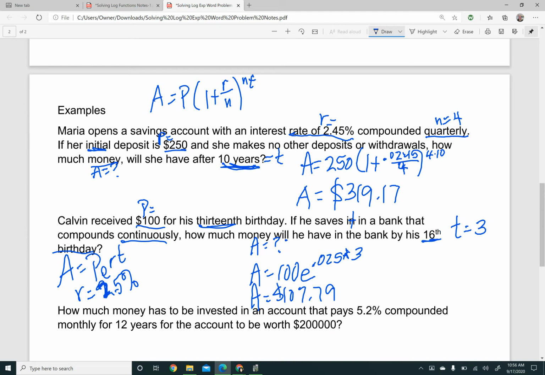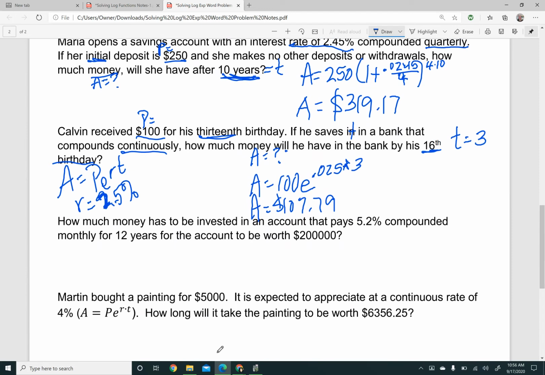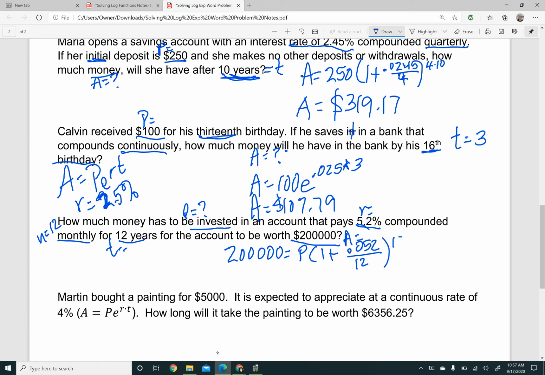All right. Next problem. It says how much money has to be invested in an account that pays 5.2%. So there's your rate. Compounded monthly, so N is 12. For 12 years, so T is 12. For an account to be worth 200, so this is the ending amount. So we want to know how much is going to be invested. That's our question mark here. Okay, so we're going to say 200,000 equals P, 1 plus 0.052 over 12 raised to the 12 times 12.